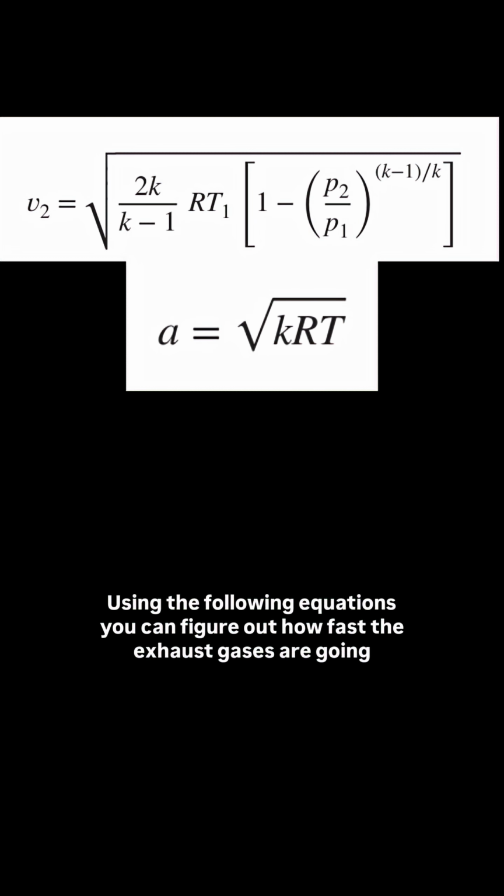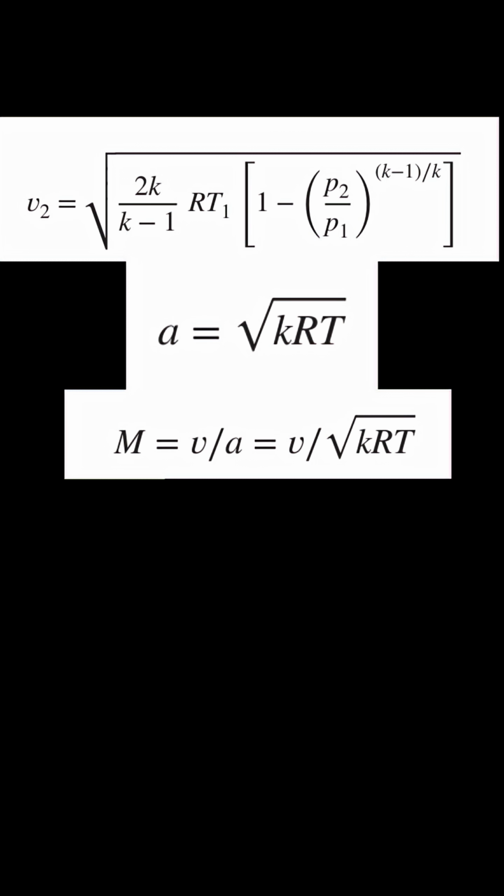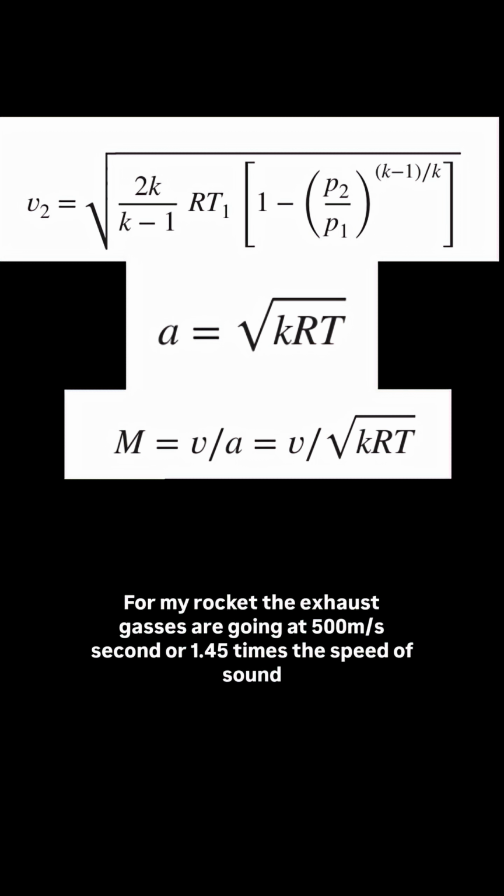Using the following equations, you can figure out how fast the exhaust gases are going. For my rocket, the exhaust gases are going at 500 meters per second, or 1.45 times the speed of sound.